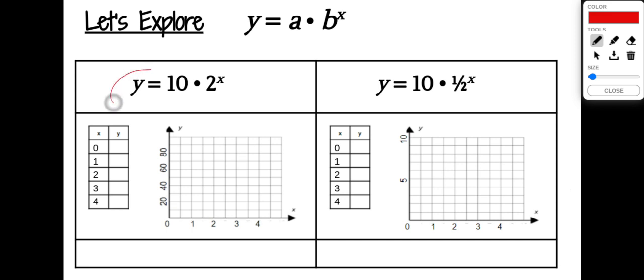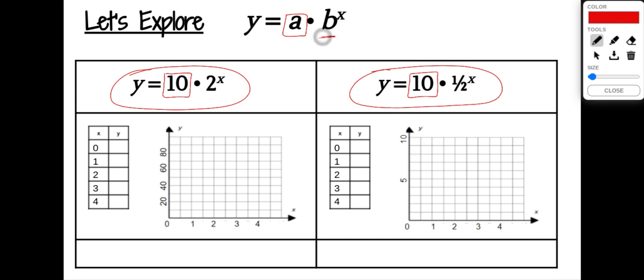All right, we're going to do a little exploration. I have two exponential functions, this one and this one. Notice that for both of them, the a value is exactly the same. And remember, that is the y-intercept. That's the place where this function is going to touch or pass through the y-axis. What's different is the b value, which is the multiplier.